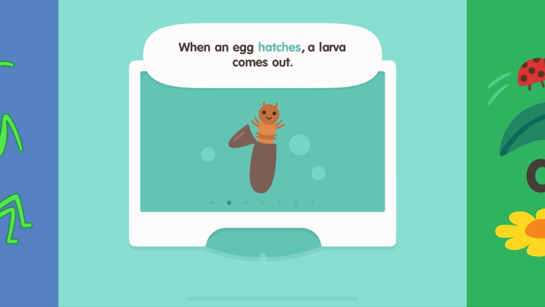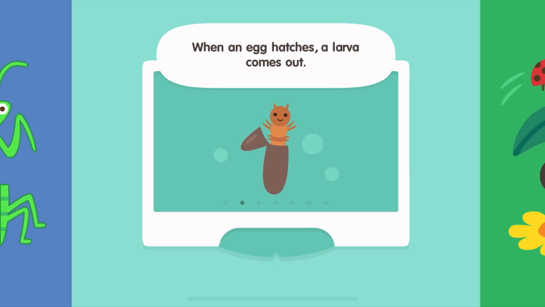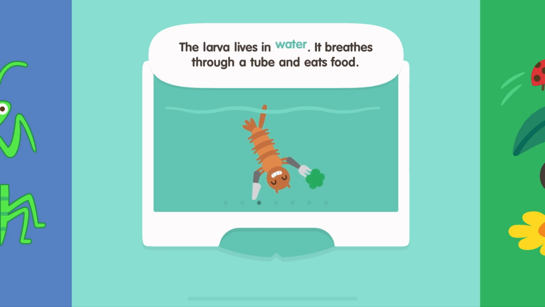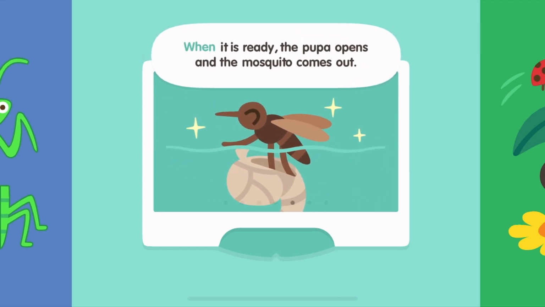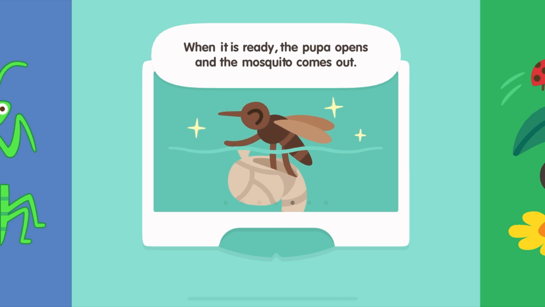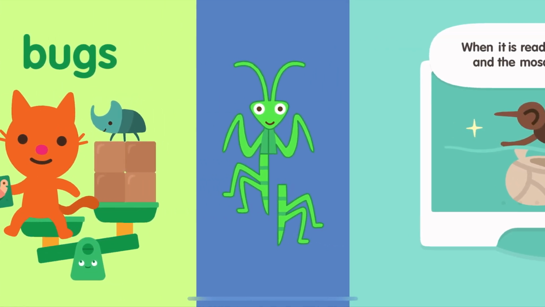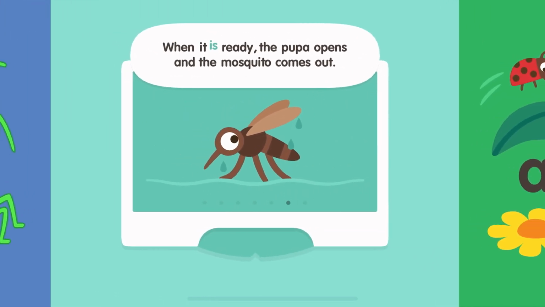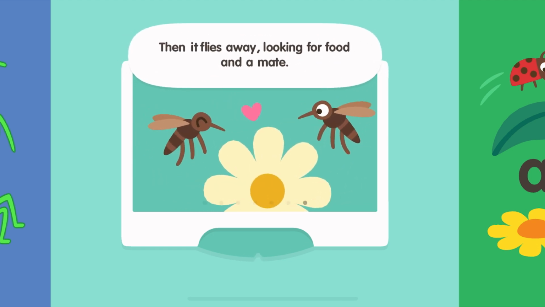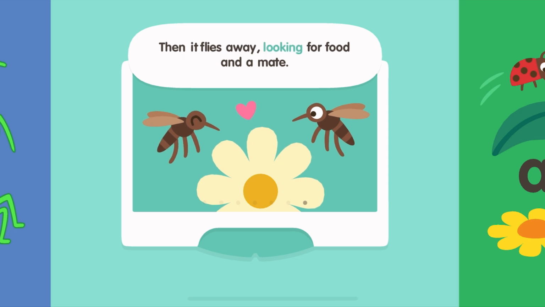When an egg hatches, a larva comes out. The larva lives in water. It breathes through a tube and eats food. The larva changes into a pupa. It doesn't eat, it rests and grows. When it is ready, the pupa opens and the mosquito comes out. When it is ready, the pupa opens. Then it flies away, looking for food and a mate.